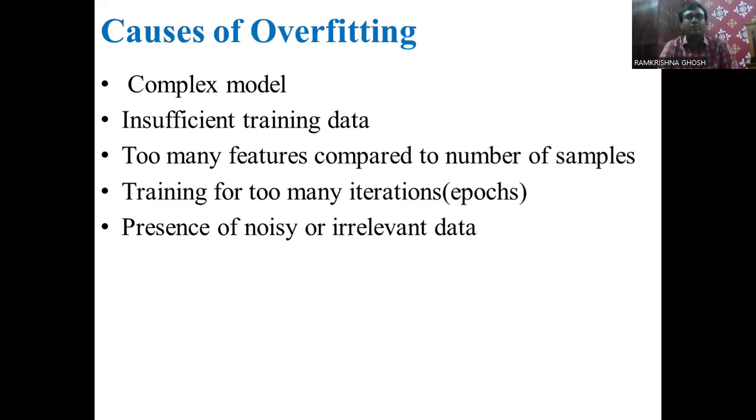Causes of overfitting. Complex model. There is insufficient training data. Too many features compared to the number of samples. Training for too many iterations, epochs. Presence of noisy or irrelevant data.